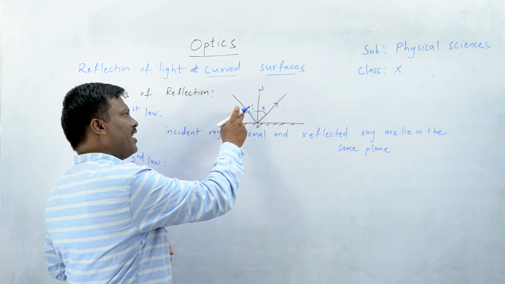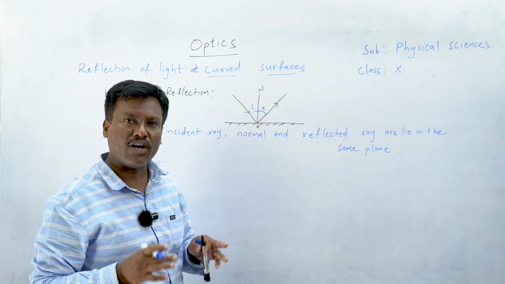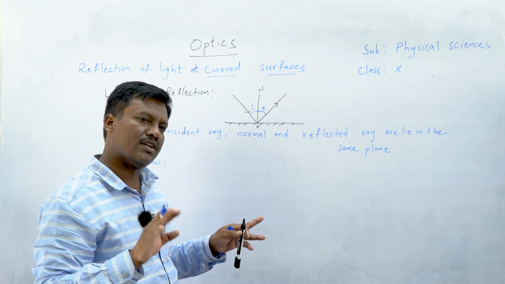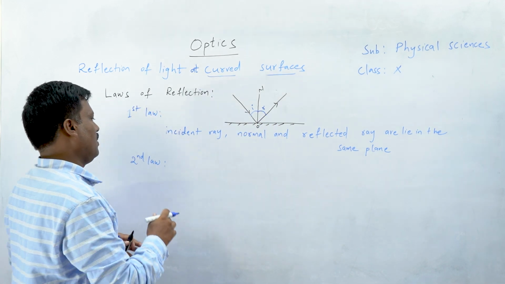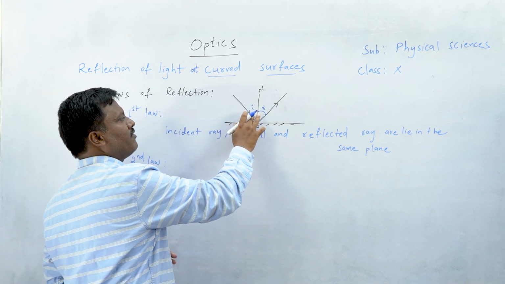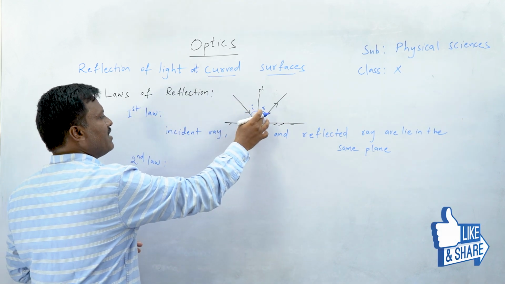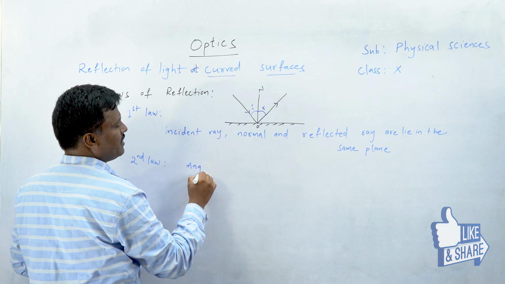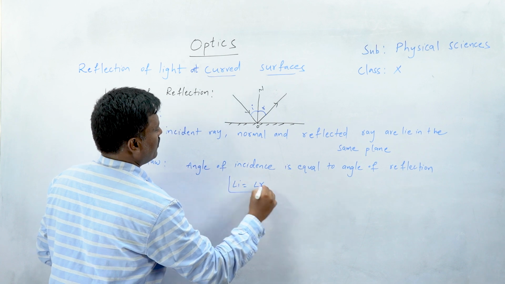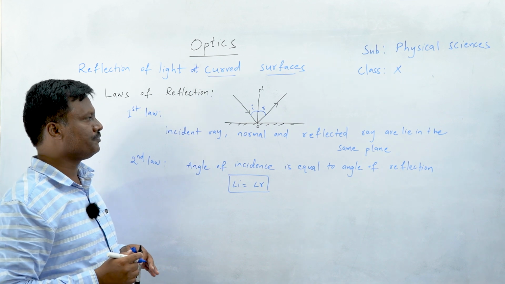If angle of incidence is 30 degrees, then angle of reflection also will be 30. If the angle of incidence is 45, then angle of reflection also will be 45. If angle of incidence is 20, angle of reflection also will be 20. In 8th class also we have done the experiment, that activity, to show that angle of incidence is equal to angle of reflection. This is familiar. So angle of incidence is equal to angle of reflection. This is called the second law: angle i is always equal to angle r. So please note down the two laws of reflection in your notebook.